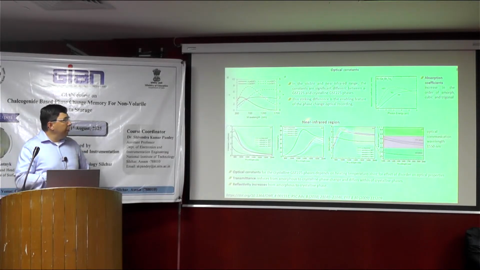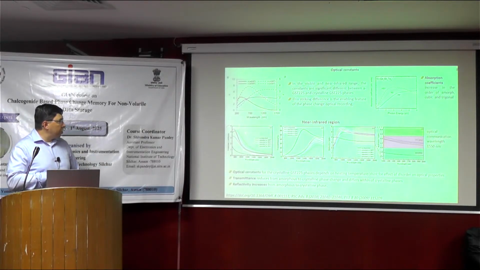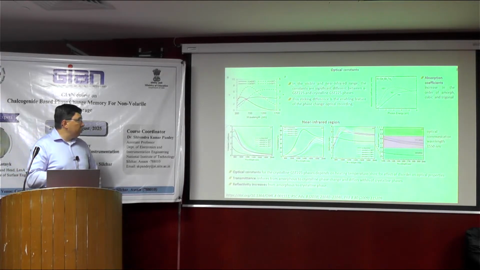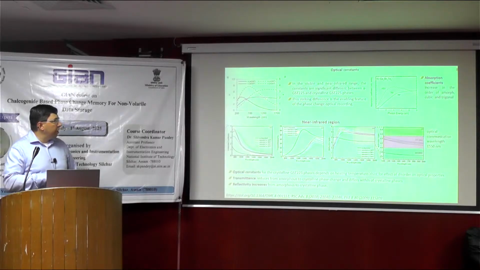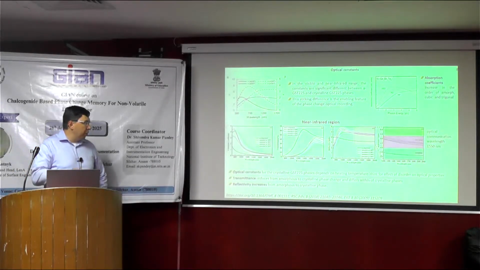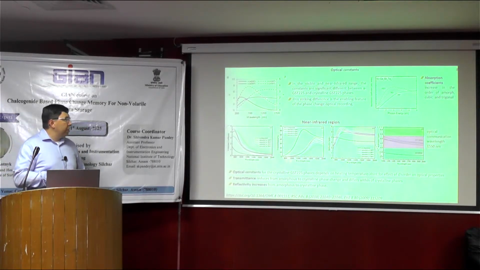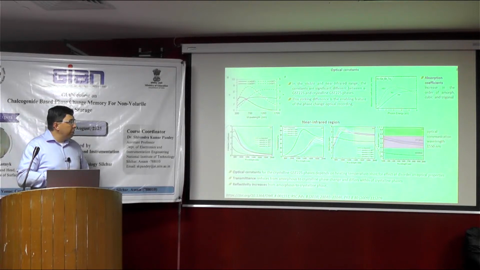In the near infrared region, we can see also differences in the extinction coefficient. This is for as-deposited amorphous, and this is for crystalline. For amorphous, it's lower than for the crystalline. Transmission is also different: you can see here that the as-deposited film transmits more light than the crystalline. So from here, we can already learn that this phase is more reflective than this.